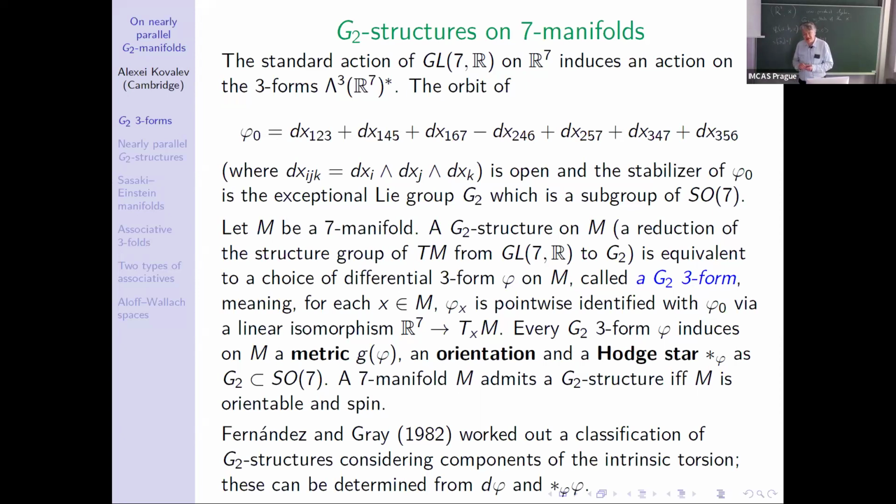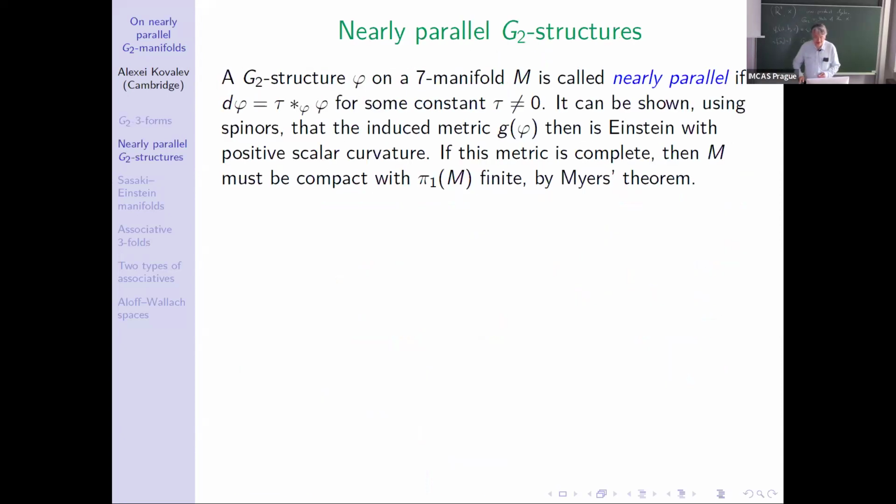And there is actually another class, which is in the title of this lecture, so nearly parallel, that I'm going to talk about. So all these torsion classes can be determined by looking at the exterior derivative d phi and the exterior derivative of its Hodge dual computed using the metric induced by phi. So let me now tell you what is a nearly parallel G2 structure on 7 manifolds.